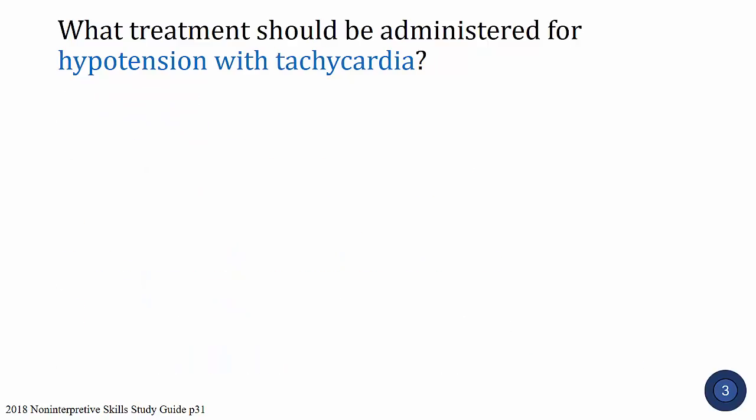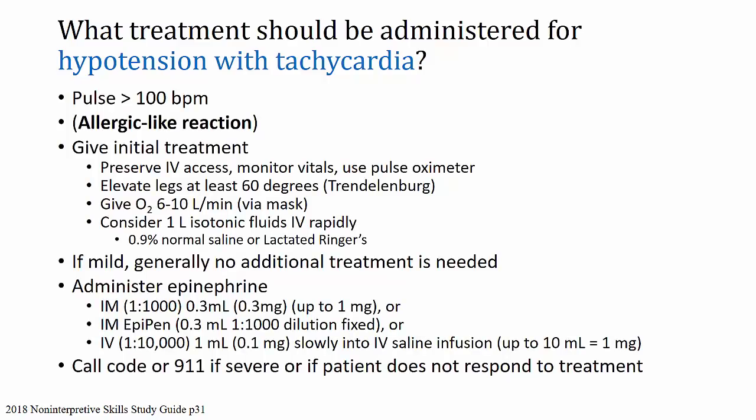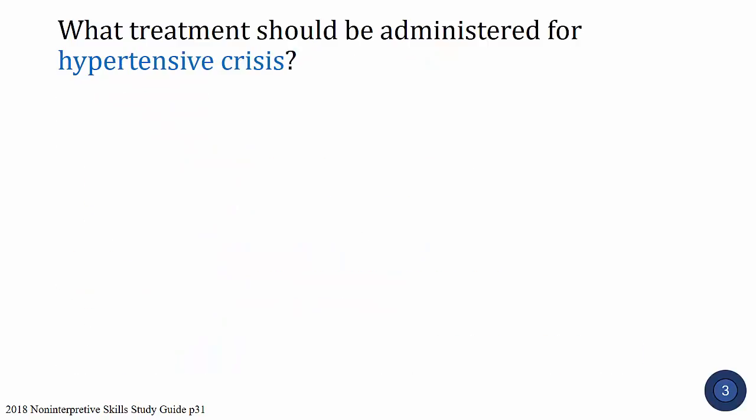Next question, what treatment should be administered for hypotension with tachycardia? So with tachycardia, we define that as a pulse greater than 100 beats per minute, and this implies an allergic-like reaction. So again, we give initial treatment as we described earlier, and also if it's mild, generally no additional treatment is needed. But if it's severe or continues, then we consider administering epinephrine, and again, of course, calling a code or 911.